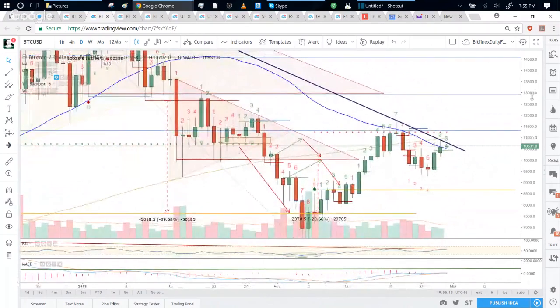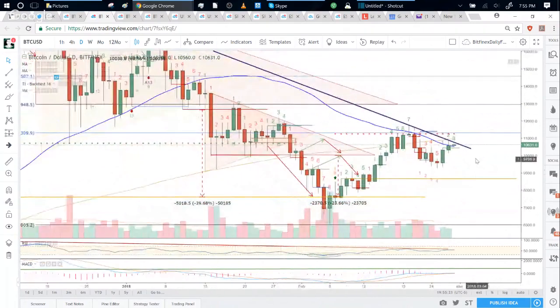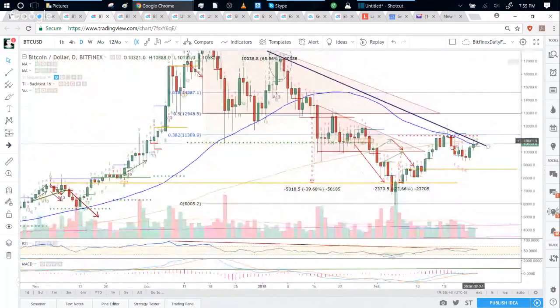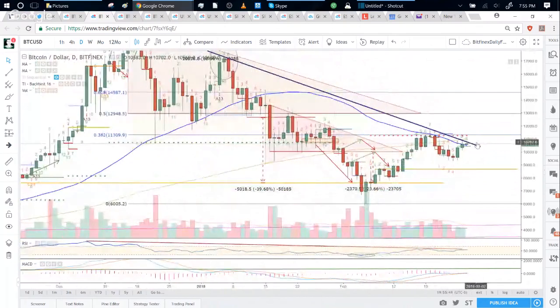Now, I am not drawing the cup and handle yet because I don't need to. I can still wait another couple of days for the price to get there. In fact, I don't want it to get there today. I want it to get there sometime into the weekend, like Friday or into the weekend, okay? And then break out next week, all right? I have now switched to a linear chart instead of a log chart because this trend line is much more useful on a linear chart.